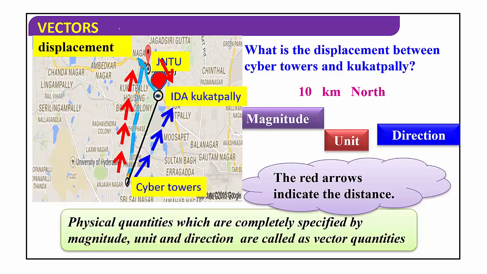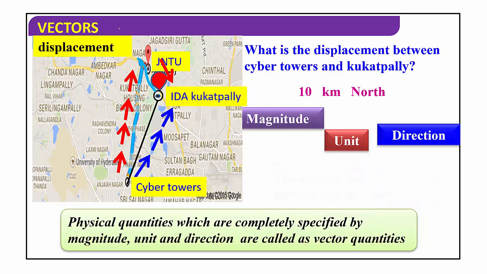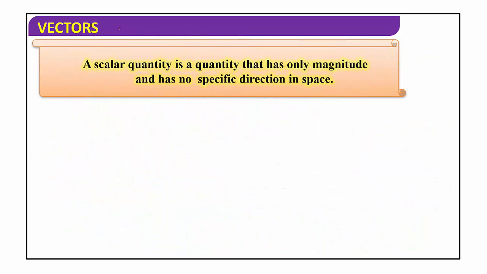So here you can observe the blue arrow, Cyber Tower to Kukatpalli. It is the shortest distance. So the shortest distance between two positions is called displacement. It has a particular direction. So the red arrow indicates distance and the blue arrow indicates displacement.